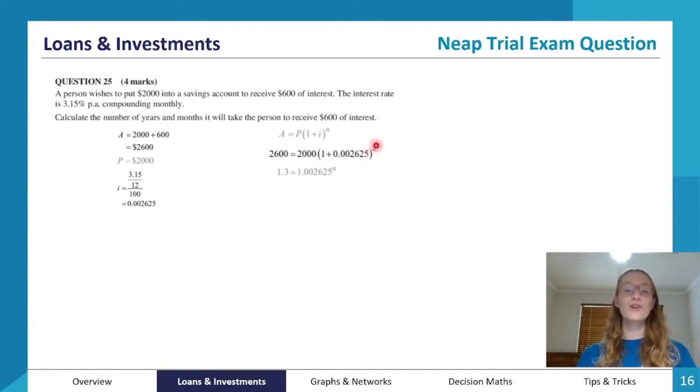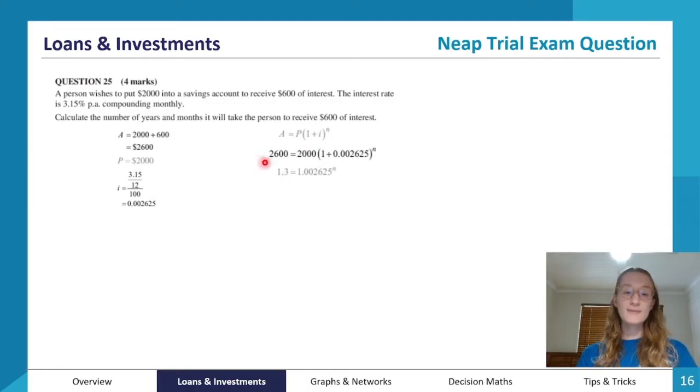And that leaves us with N as our unknown, which makes sense because the question is asking us to calculate the number of years and months it'll take for the person to receive $600 of interest. So the unknown is the time period. That's the N, and that's what we're trying to find out.